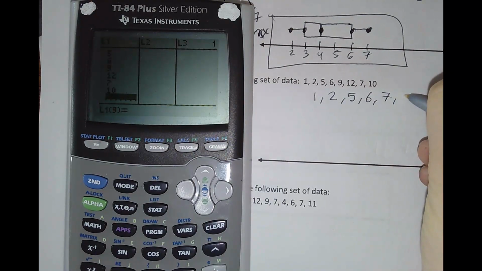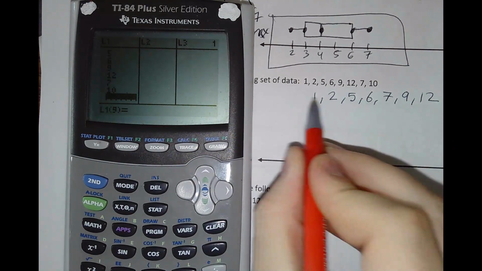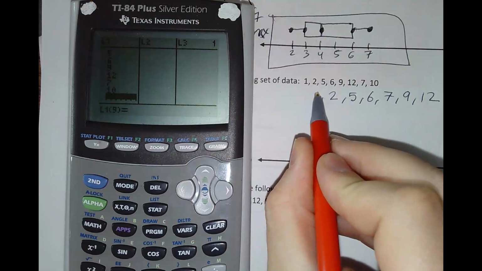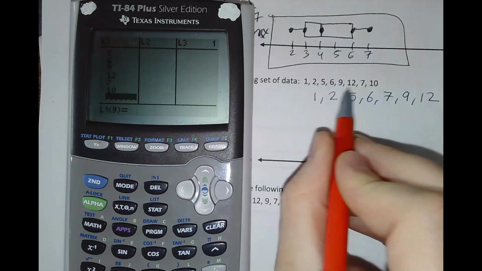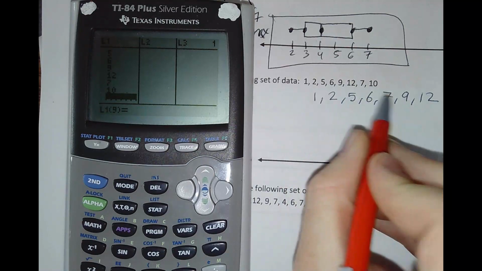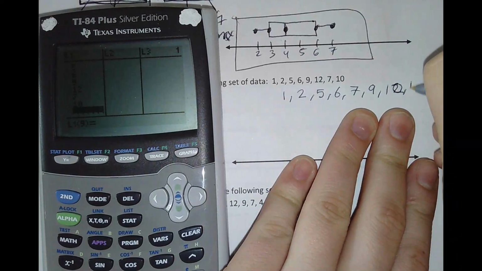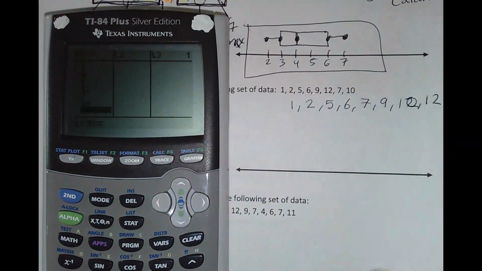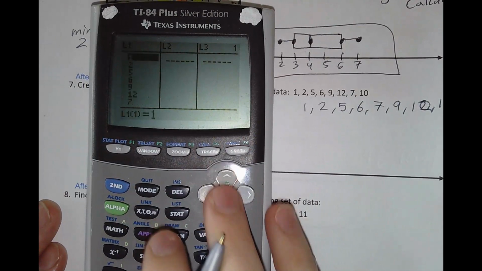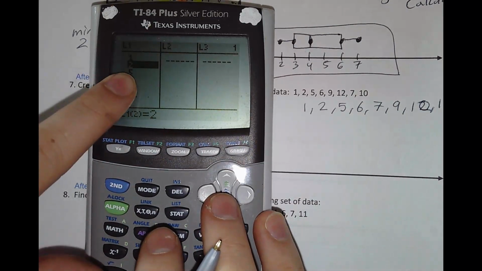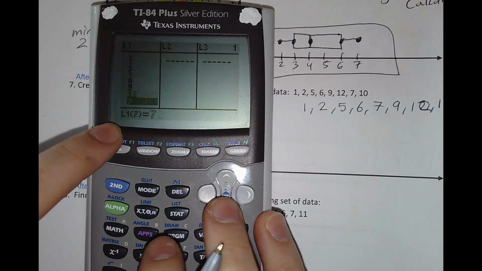Like this. Just double checking that you have written and not skipped any numbers. 1, 2, 5, 6, 7, 9. Oh, there we go. You see how I missed a number there? I missed the number 10. So it's very important to not miss any numbers, otherwise the answers will be incorrect. So let's see, just double check the calculator. 1, 2, 5, 6, 9, 12, 7, 10.